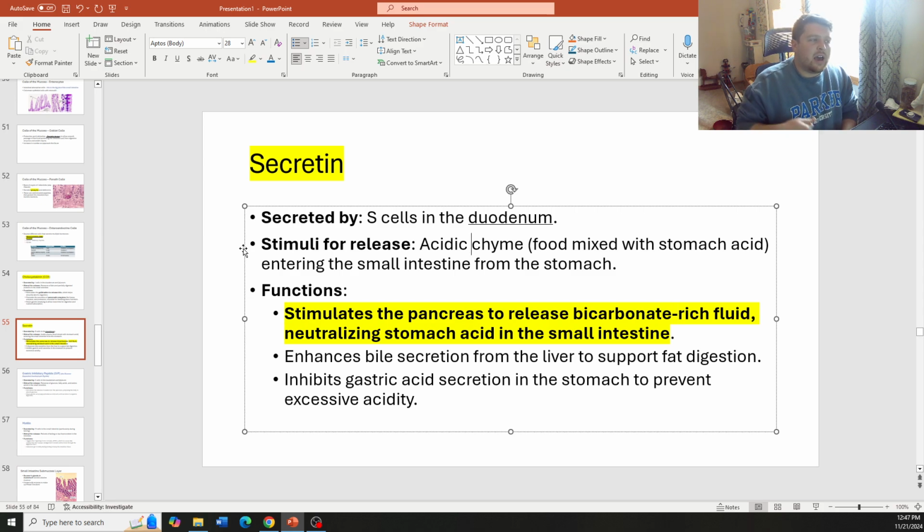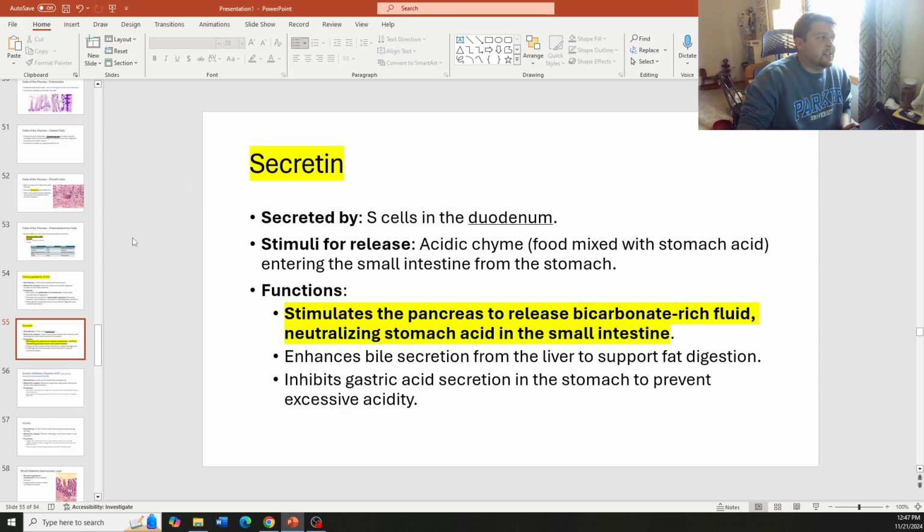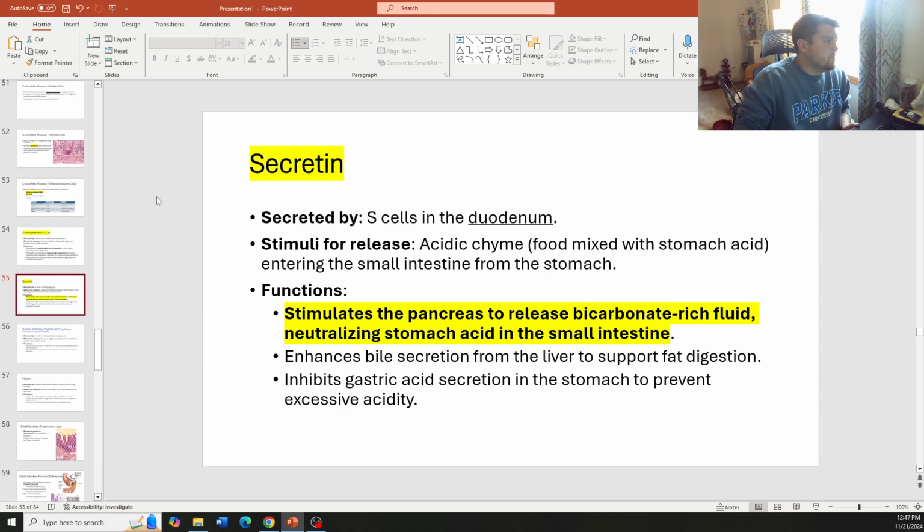So as soon as we have the acidic chyme go into the duodenum, it signals that, hey, there's acidity here, we need to take care of this. Secretin is released. It goes and tells the pancreas, hey, this is too acidic, we need to make sure that we neutralize this so that way we can handle it and deal with it and not get injured. So it releases a bunch of bicarbonate fluid, which neutralizes that stomach acid to allow it to go through the small intestine.